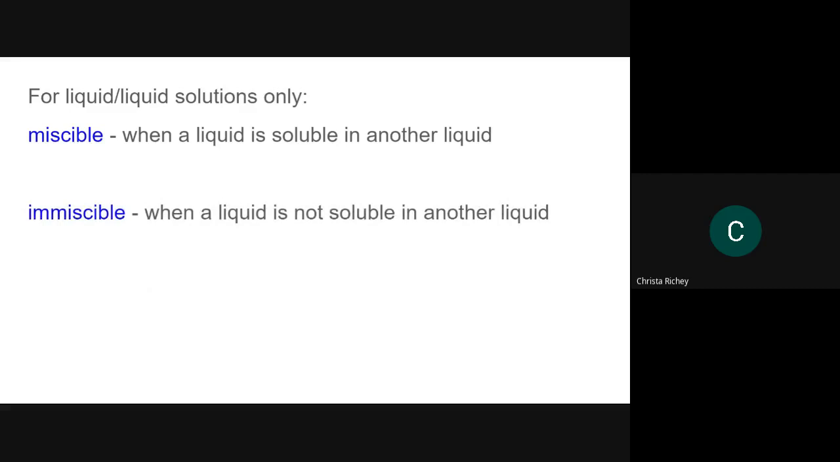so there are some solutions that are made up of liquids. The solute is a liquid and the solvent is a liquid. So they don't use soluble and insoluble. If it will dissolve, it's called miscible. It'll mix and not separate. That's what miscible means. So if it's not going to mix, it should be not in, but immiscible.